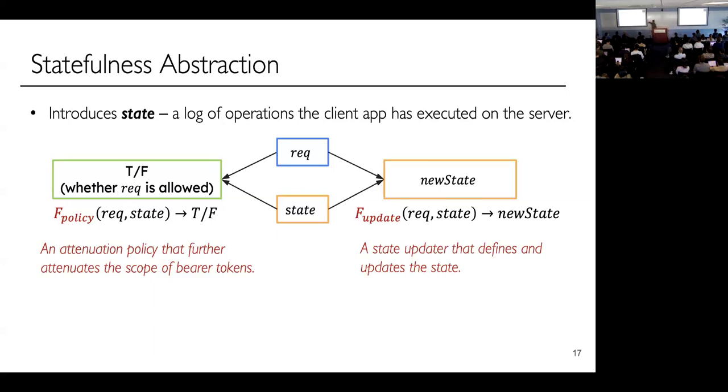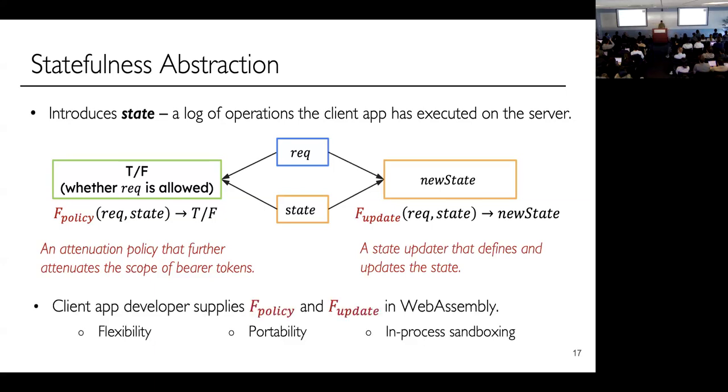So for example, say that you create a new event. In your state table, there's going to be a new row saying that Zoom created this event. Okay. Now, all of these programs are written in WebAssembly or WASM.